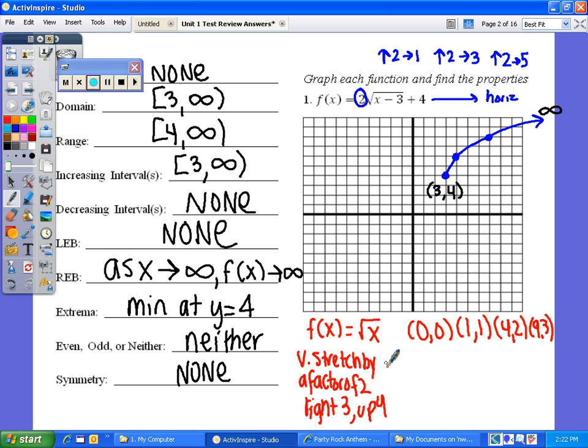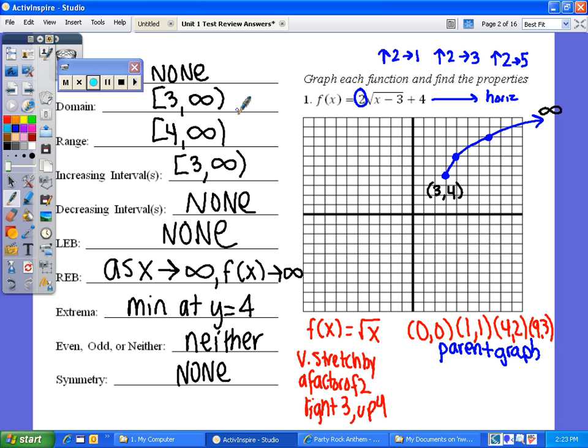It has a vertical stretch by a factor of 2. You go right 3 and up 4. These points here are the points for the parent graph, so you're going to stem everything from these points. We have no vertex, because remember vertices have to have 2 sides.